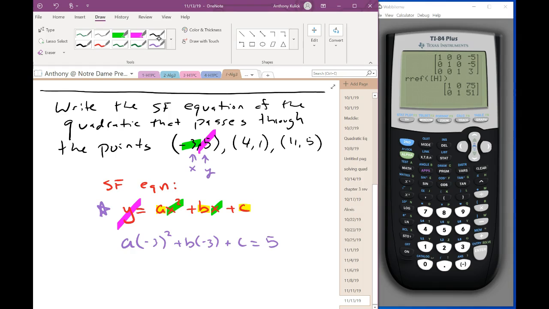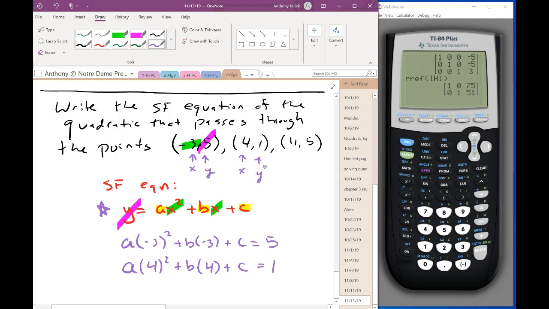What would the second equation I want to write be? What would the next equation be? I'll get it started for you. A times 4 squared plus b times 4 plus c is equal to 1. Again, all I did was plug in the x and y.